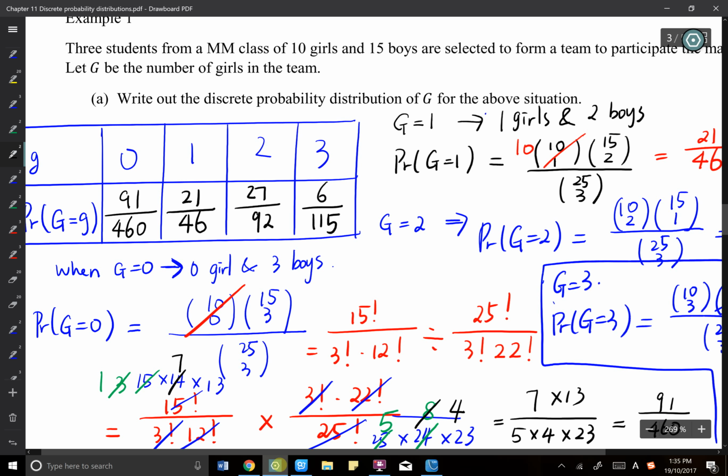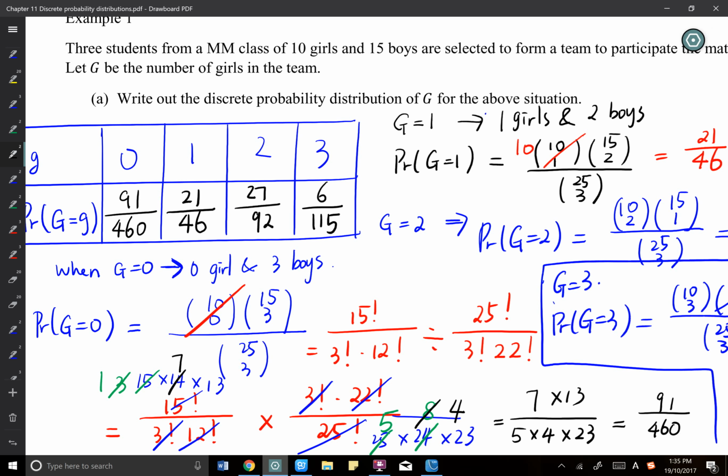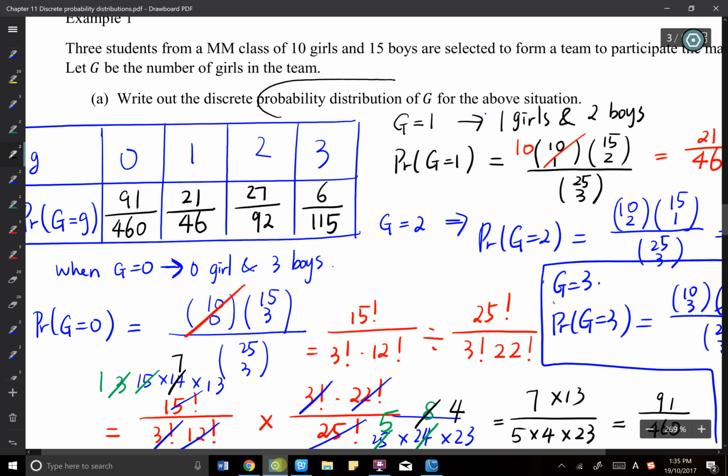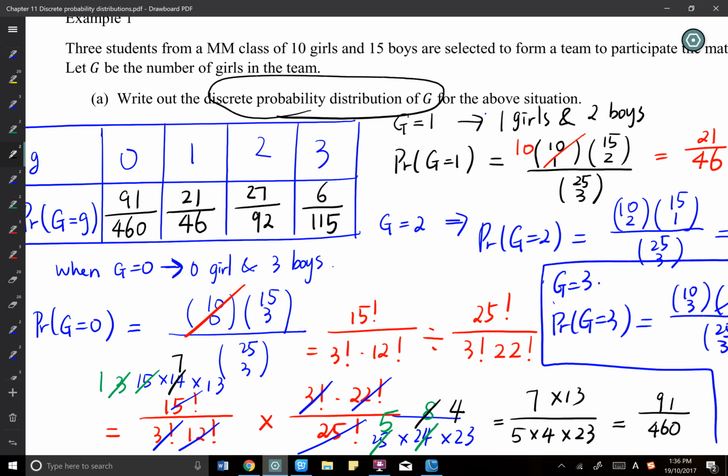This table, ignore what we wrote besides that. Just that table is your final answer. This is called the discrete probability distribution for G. That is the distribution for G: how it distributes among the values 0, 1, 2, 3, and what probabilities you have for each of those values. That table is the answer. That is the probability distribution.